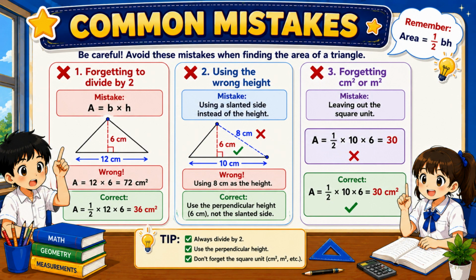Avoid these common mistakes. Always divide by 2, use the perpendicular height, and write the correct square unit. Check your work carefully before writing your final answer.